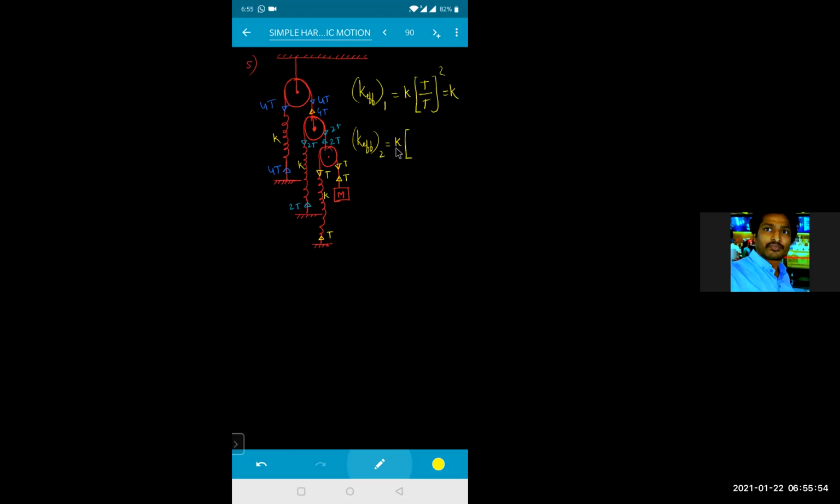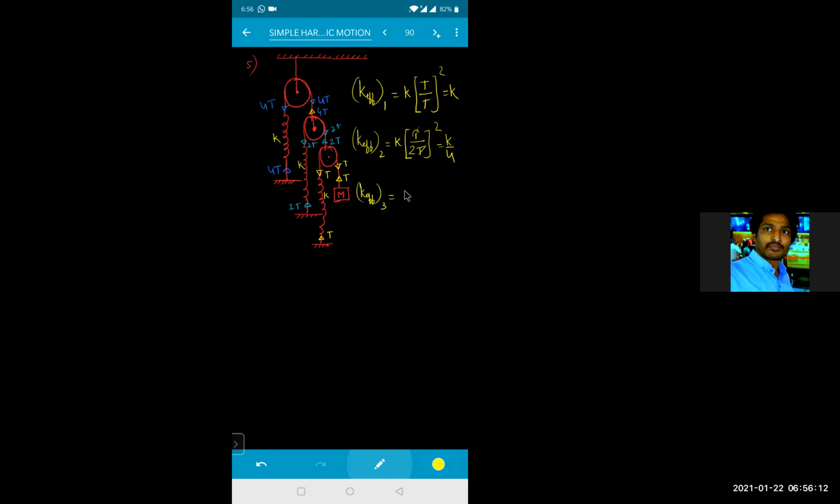What is the formula right now? Tension on the block is T, divided by tension on the spring for the second one, which is nothing but 2T, whole square. This T will get cancelled. So this will become how much for me? K by 4.